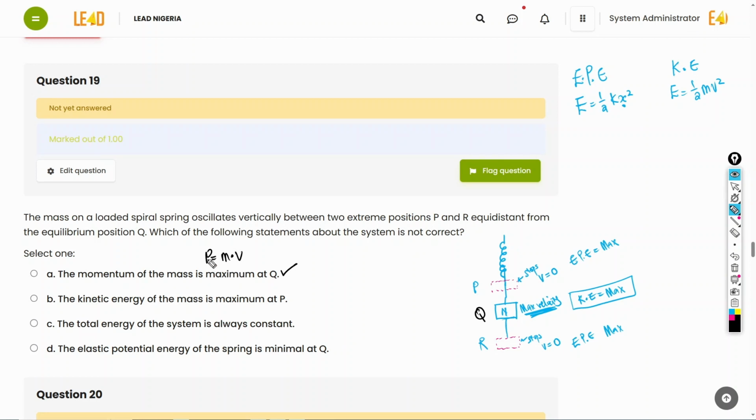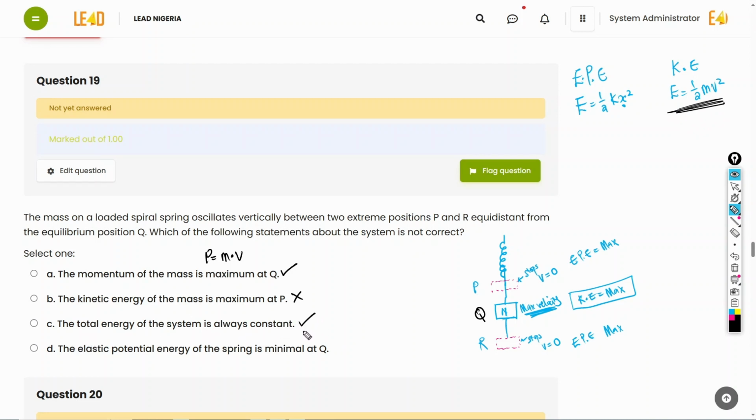B, the kinetic energy of the mass is maximum at P. That's not true. And why is that not true? It's not true because at this end point here, your velocity is 0. So your kinetic energy would be 0, right? Again, K is equal to what? Half mv squared.